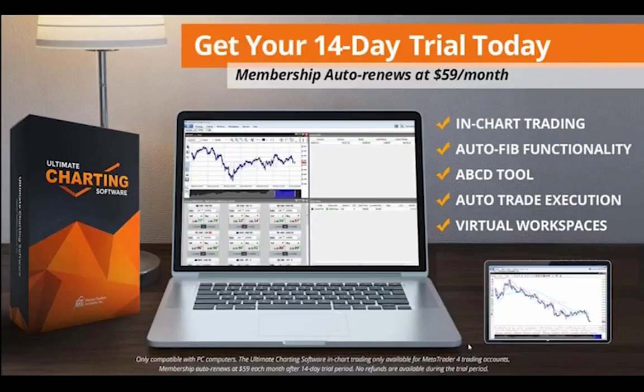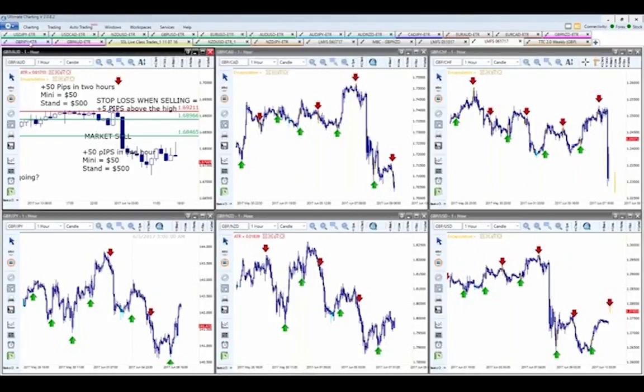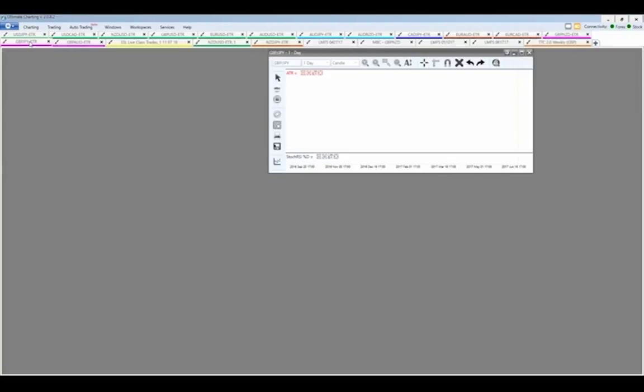But let me go ahead, let's go back to my charts, and I'm gonna show you here the pound Japanese yen currency pair. There you go.